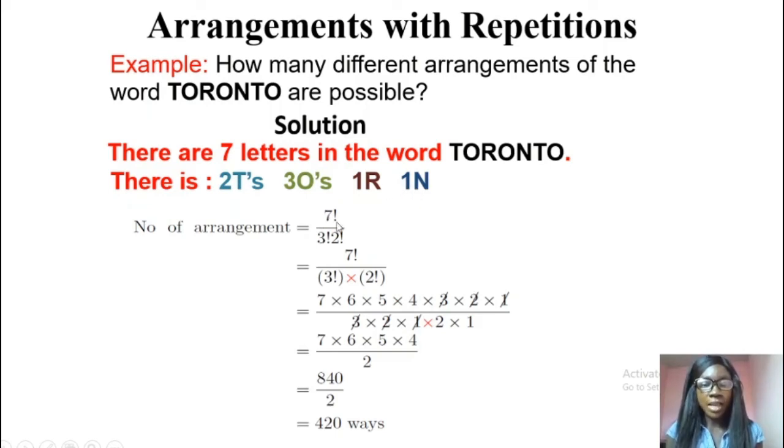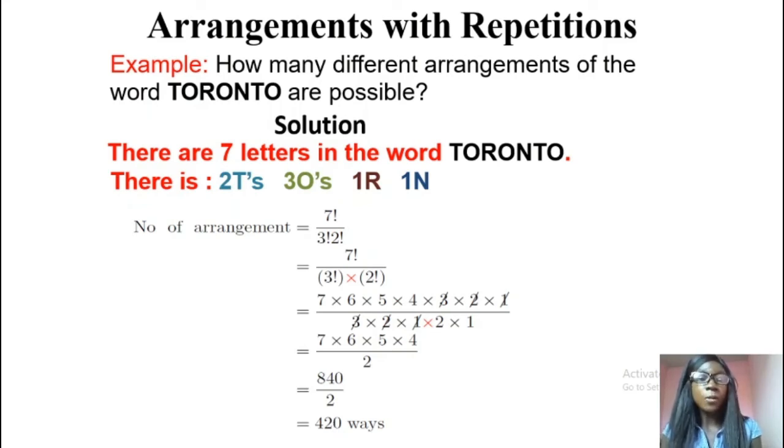So this means 7 factorial divided by 3 factorial times 2 factorial. I expand this: 3 times 2 times 1, times 2 factorial, which is 2 times 1. So I cancel out and I'm left with 420 ways. So there are 420 ways we can arrange Toronto.